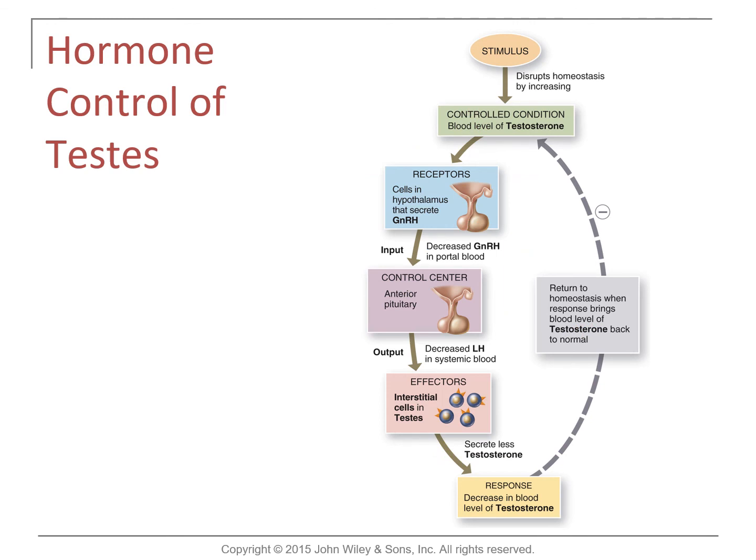This slide just reviews what we talked about with respect to the regulation of testosterone production through gonadotropin releasing hormone, LH, the interstitial cells that produce the testosterone, and then the negative feedback or suppressive effect of rising levels of testosterone on both GnRH and LH.